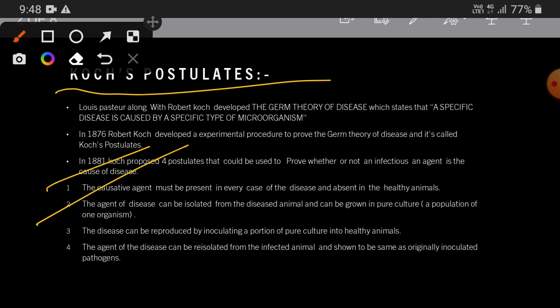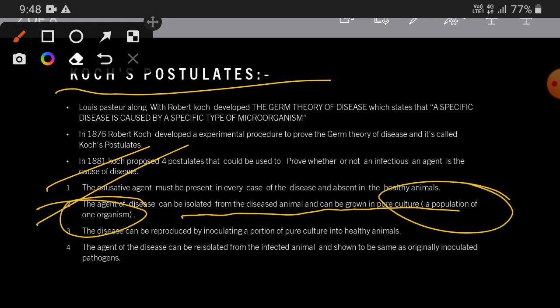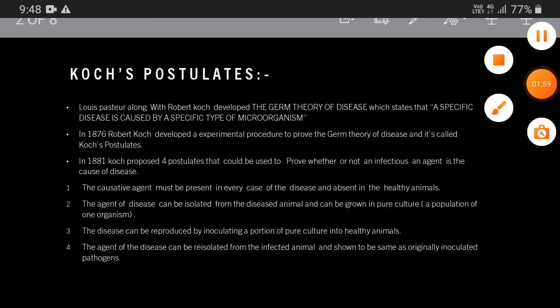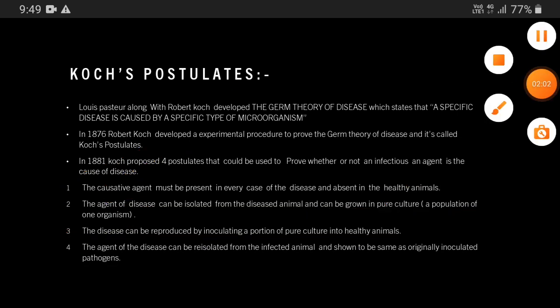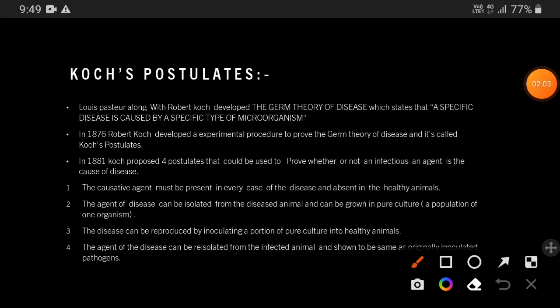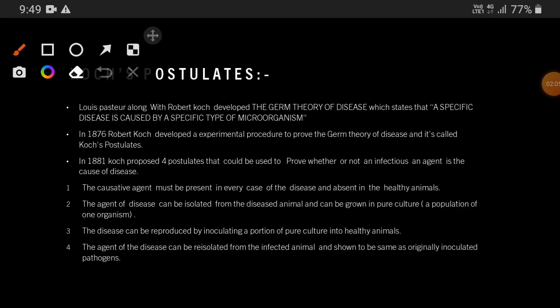The agent of the disease can be isolated from the diseased animal and grown in pure culture, a population of one organism. But the second point is also not always true, because we know that there are various types of microorganisms, both viruses and bacteria, that cannot be grown in pure culture, right?